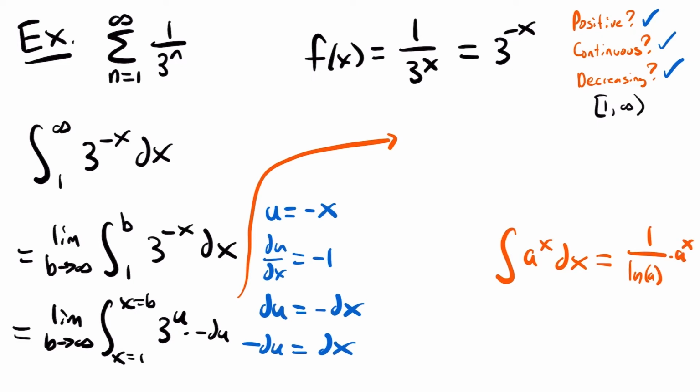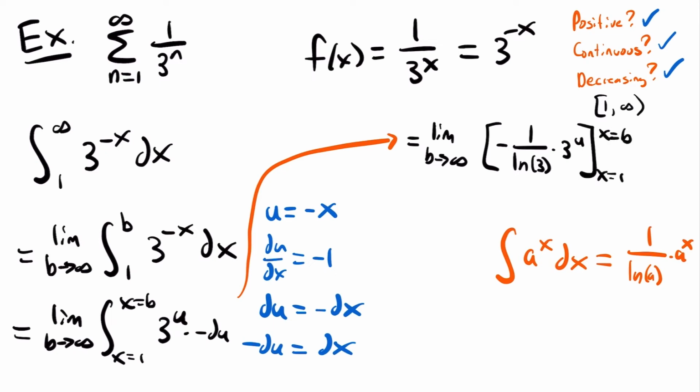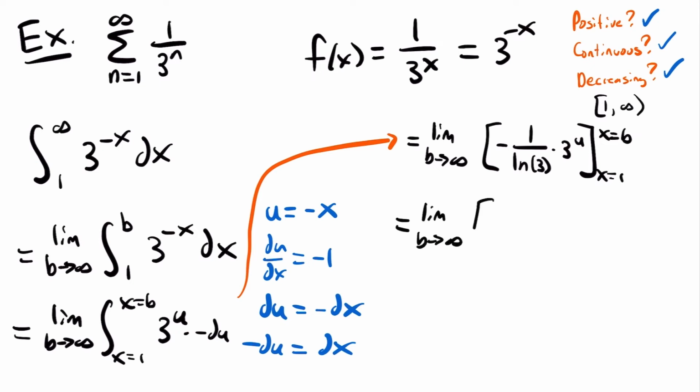So if we follow that rule in this case, this will be equal to the limit as b approaches infinity of negative, right? We have to keep that negative from negative du, and then we'll have 1 divided by the natural log of the base, which is 3, times 3 to the power of u, evaluated from x equals 1 to x equals b. Now we can simplify a little bit and rewrite this in terms of x. This will be equal to the limit as b approaches infinity of negative 3 to the power of u, but u is equal to negative x, so I'll have negative 3 to the power of negative x divided by the natural log of 3 evaluated from 1 to b.